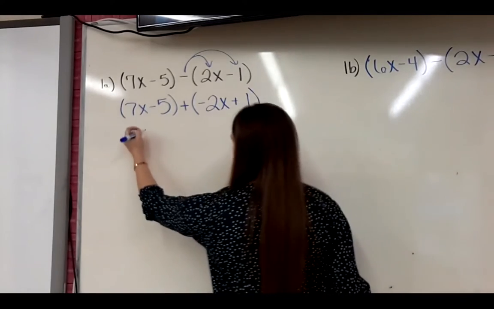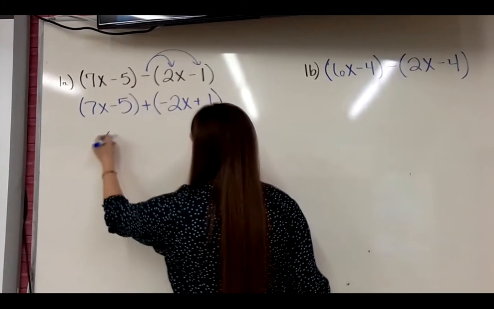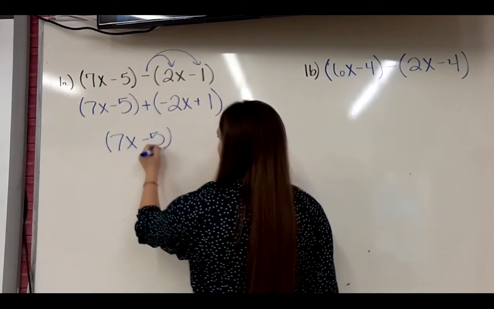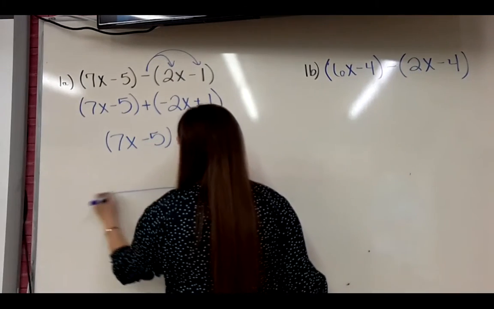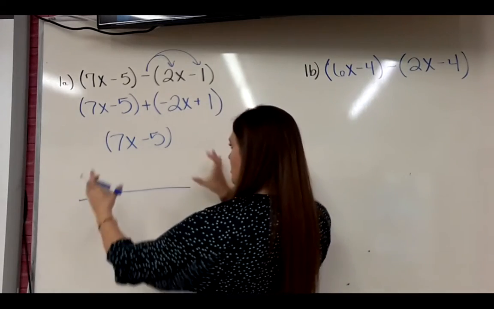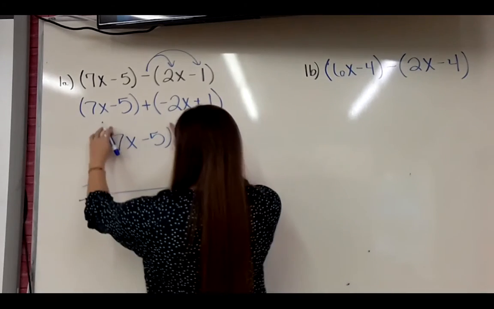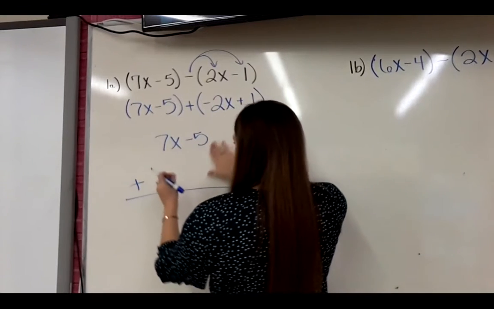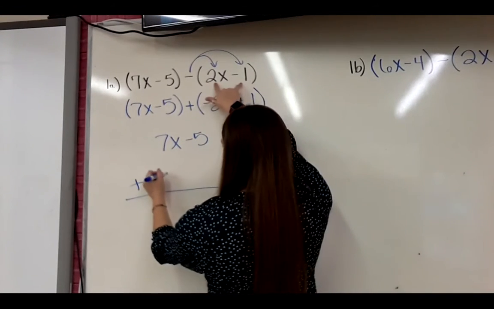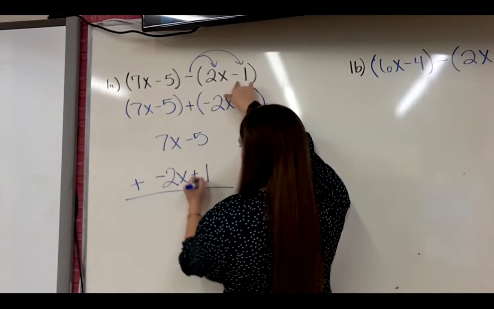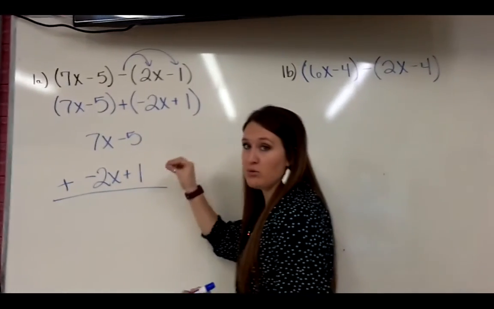Okay, now the other way is when you write it down from the beginning up here, 7x minus 5. Then you can remember, okay, so it's a subtraction problem. I'm going to keep, change, change. Keep, change. I guess I really didn't need these parentheses. And now change everything here. Negative 2x plus 1. And now we're back to the same problem that I just worked out.